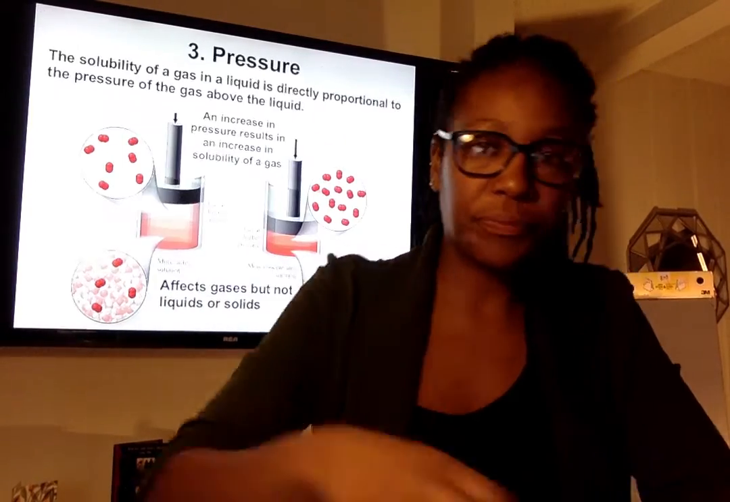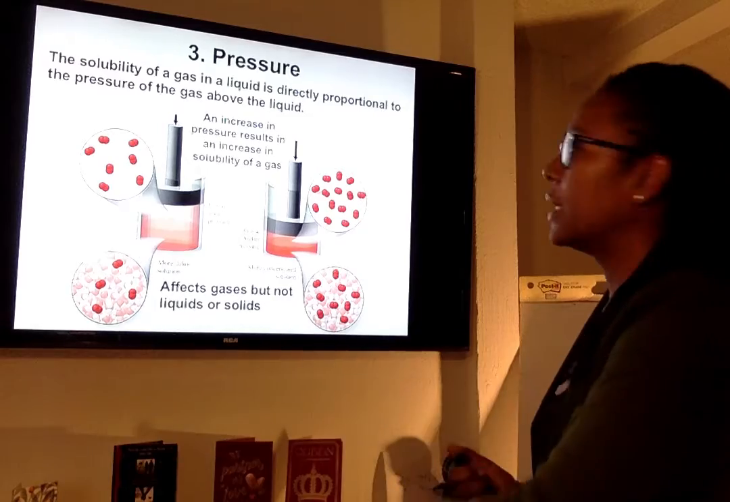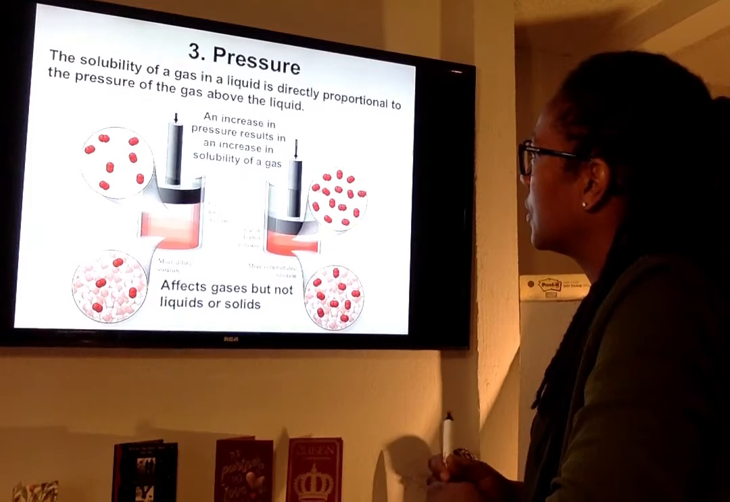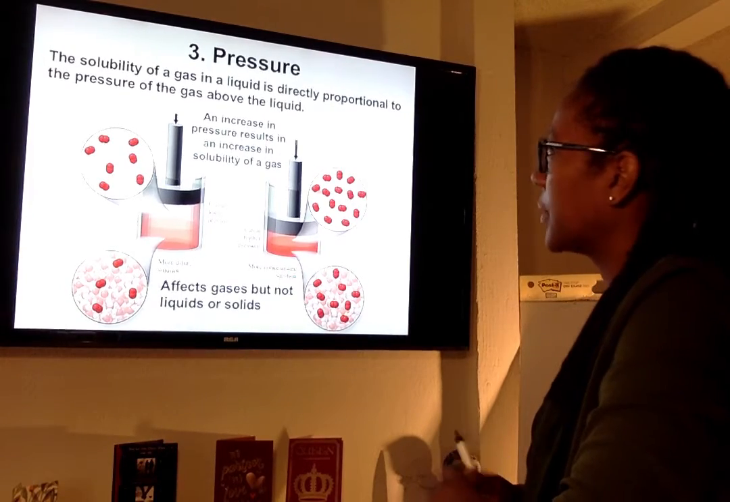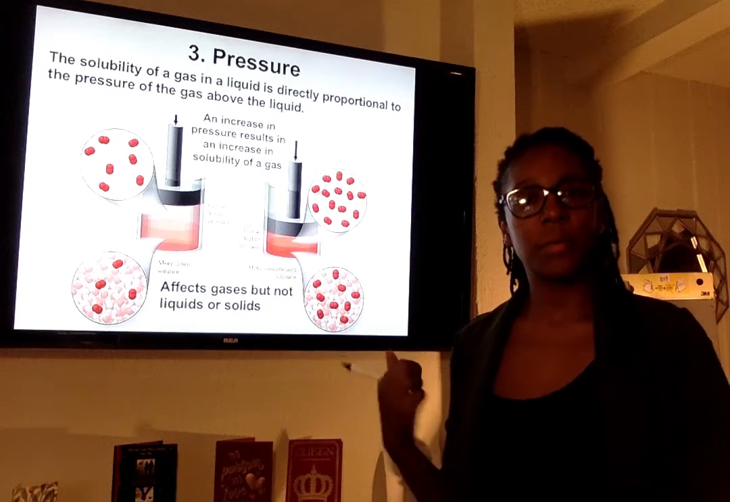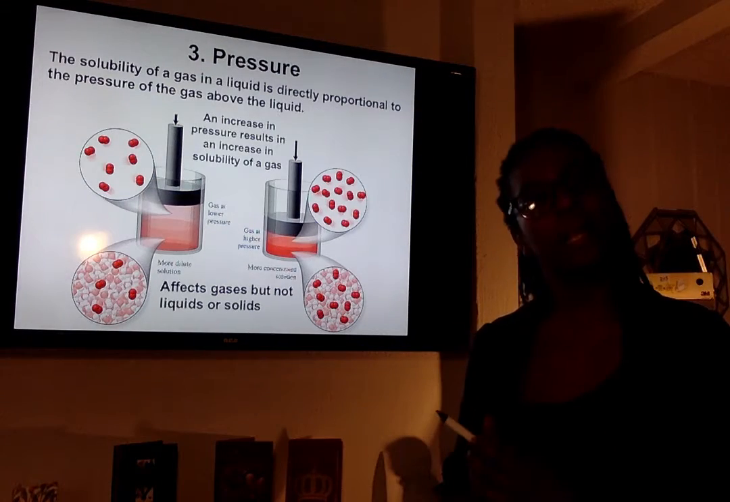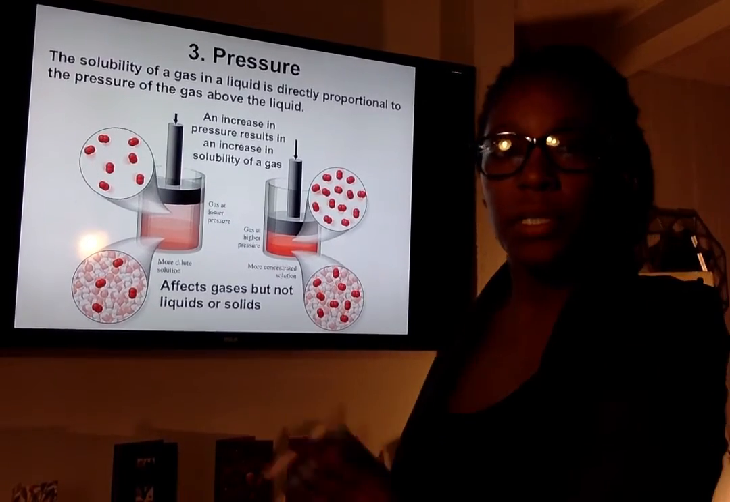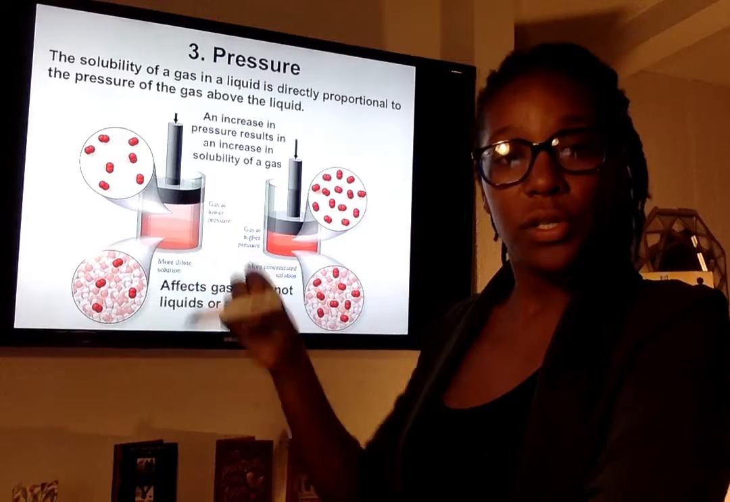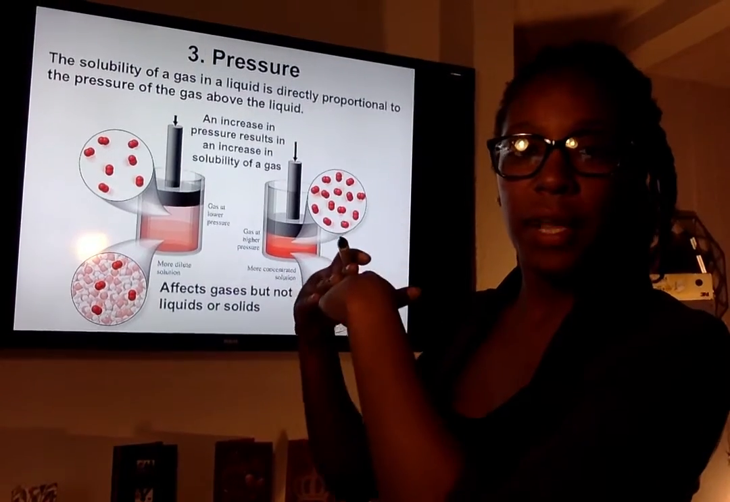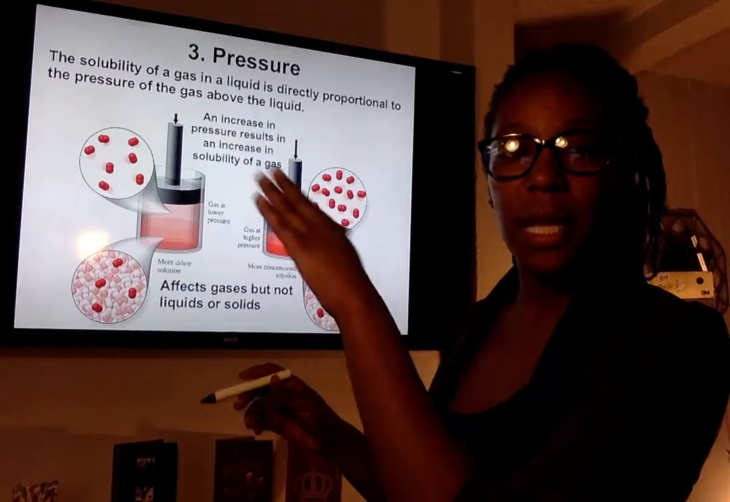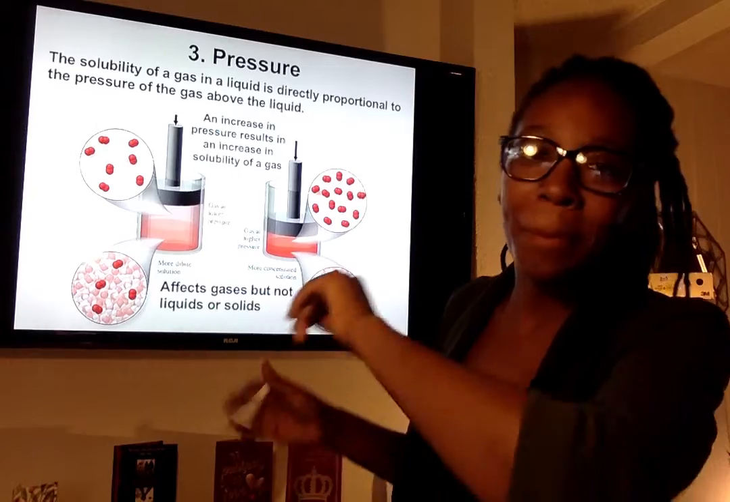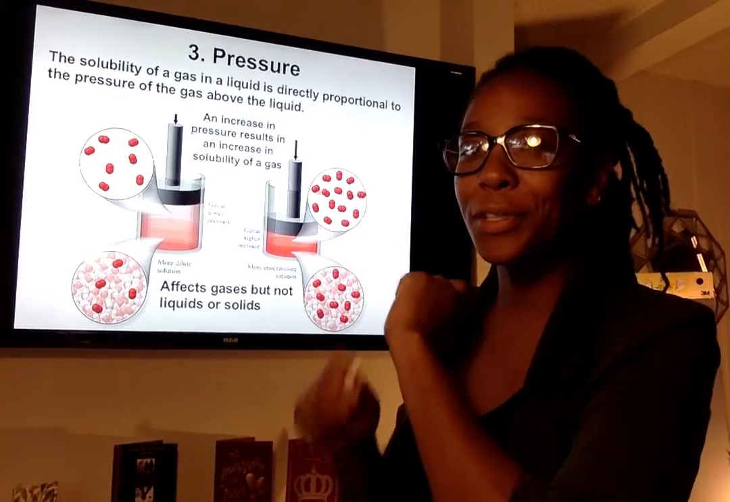Okay. So, solubility and pressure. The solubility of a gas in a liquid is directly proportional to the pressure of the gas above the liquid. We actually talked about this before, right? In the last lecture where I was discussing boiling. Boiling happens when there's an equilibrium of air pressure to the water vapor, right? So the boiling happens because of the pressure from the outside, and the inside is boiling over.